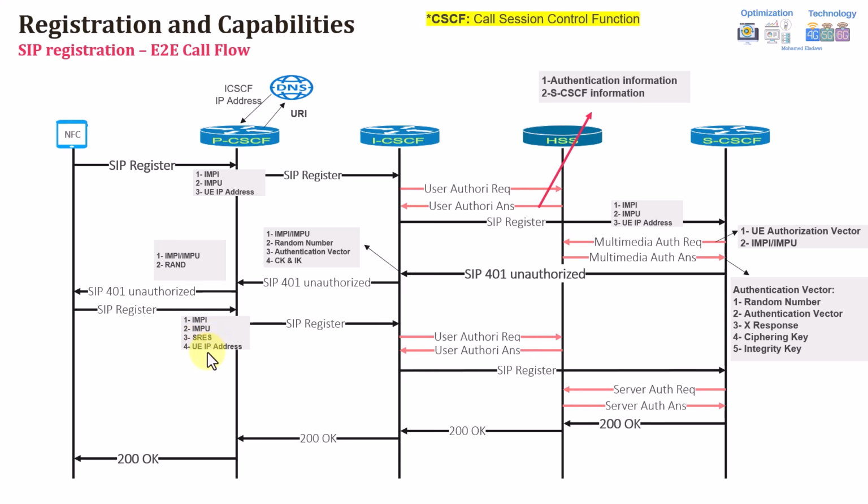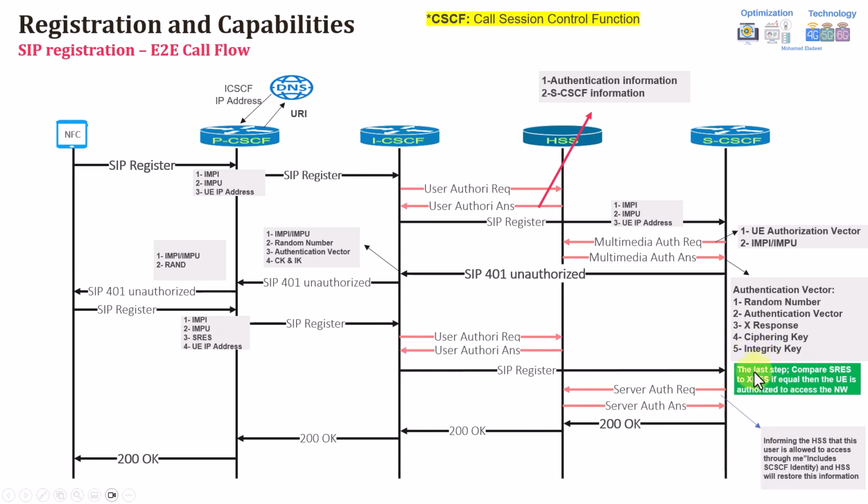And also, again, he will include his IP address, asking: please send me the feedback or the acknowledgement at this IP address. Then this message will be forwarded. And the last step here, the S-CSCF, once it receives this information, will compare this RES, which is the signal response, with the XRES from the network. If both are equal to each other, then this means the user is authorized.